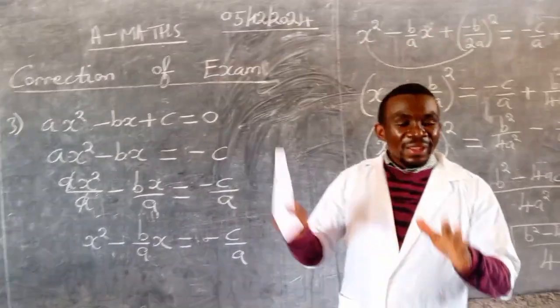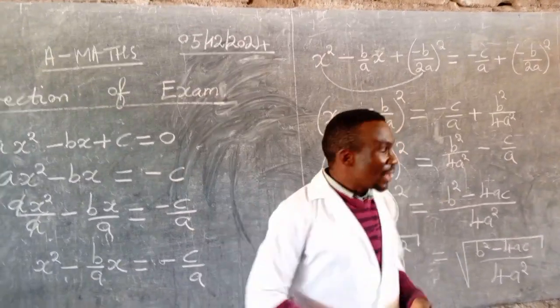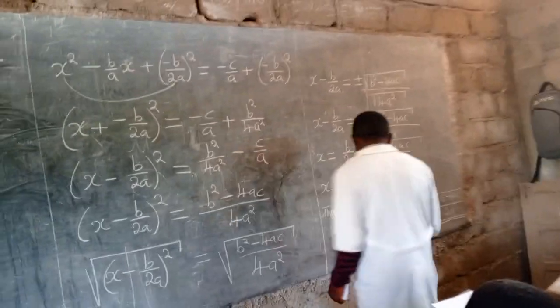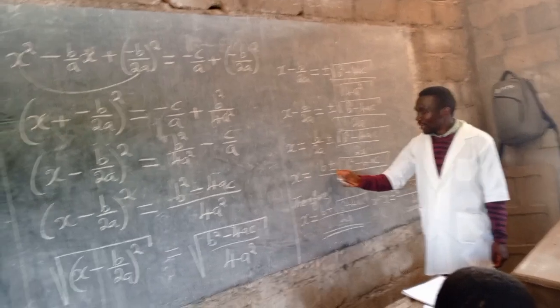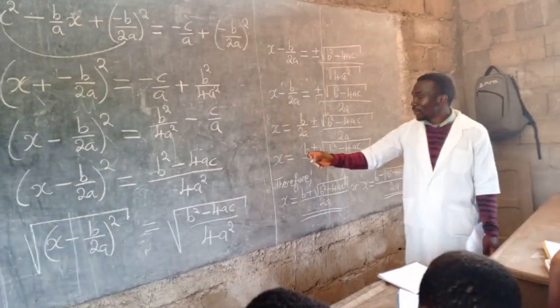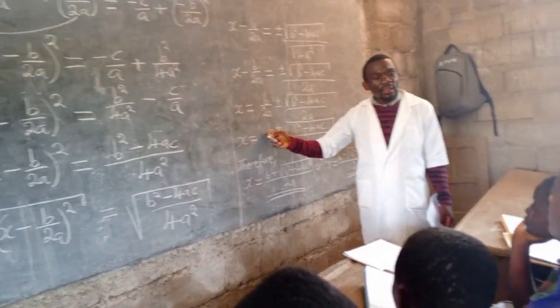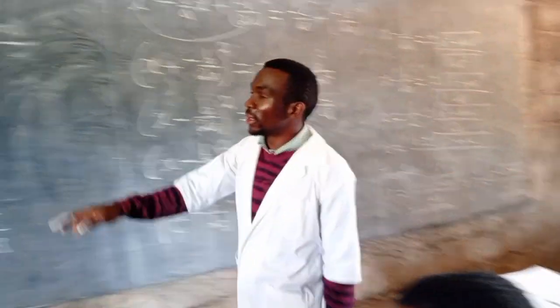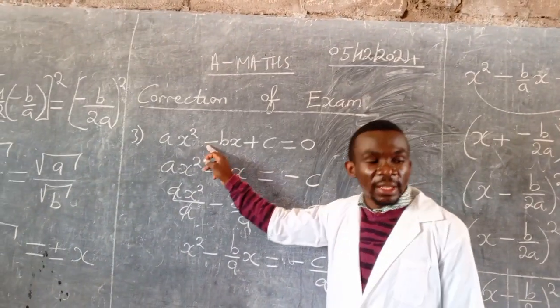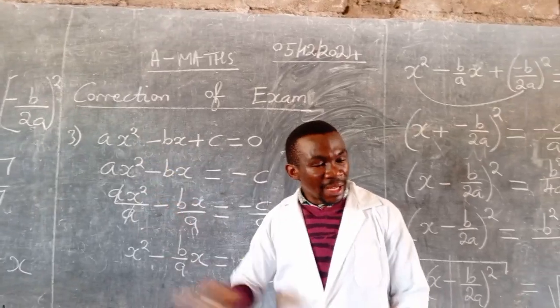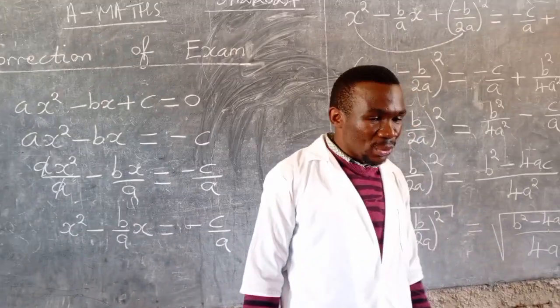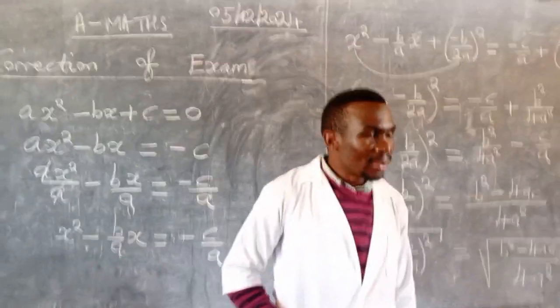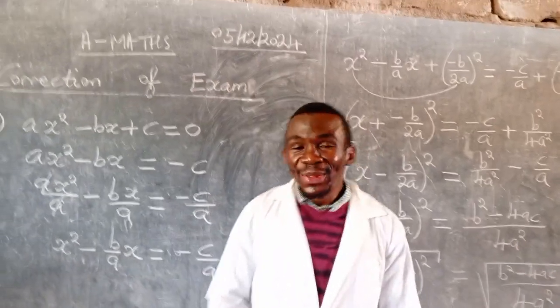Look up. In this solution, you will see there's a difference. This is the quadratic formula, but there's no negative sign in front of b. The reason why there's no negative sign in front of b is because here b is negative. So that's all, and we are done with that solution. Very easy.